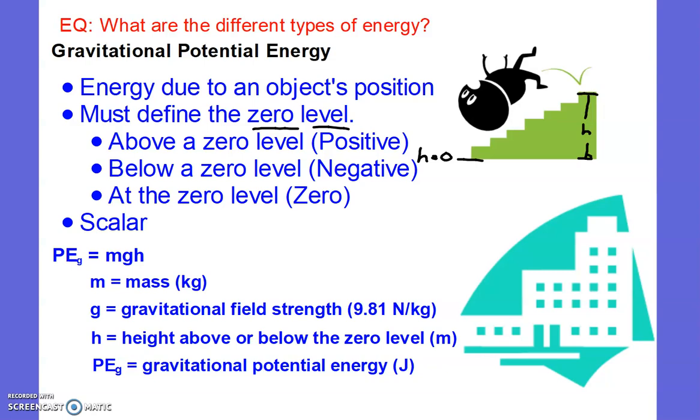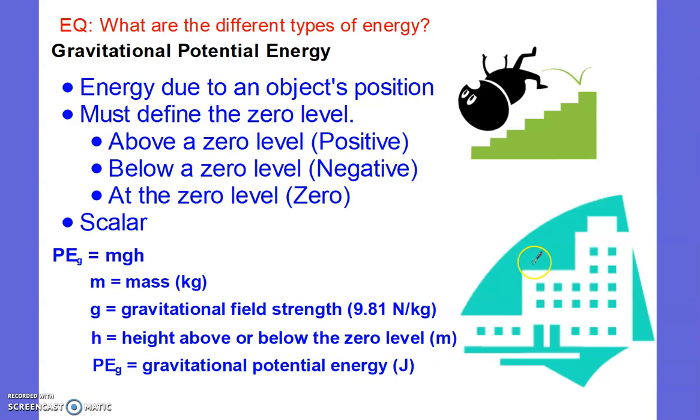But we don't have to call the bottom the zero height. We could call the top the zero height. And if we call the top the zero height, then our height from that spot is going to be below. And therefore, we'd actually have a negative height, and we'd have a negative potential energy. So if we are above the zero height, we have a positive gravitational potential energy. And if we are below the zero height, we would have a negative gravitational potential energy. And so again, we can call this zero height anywhere we want.